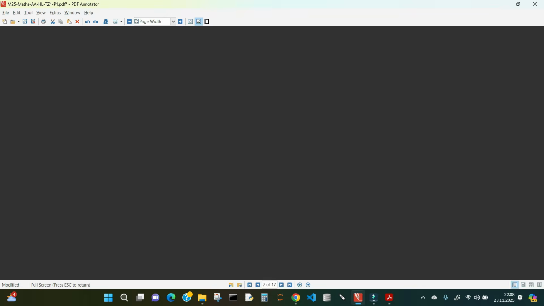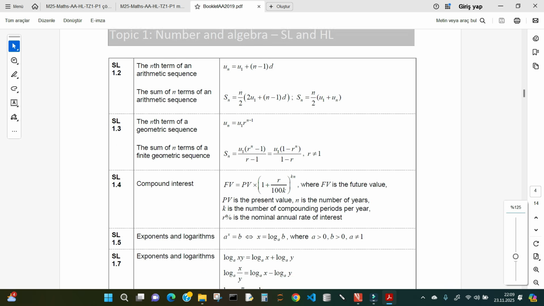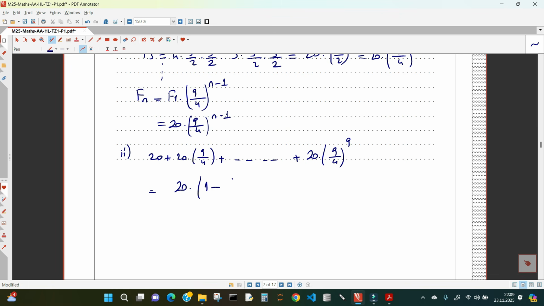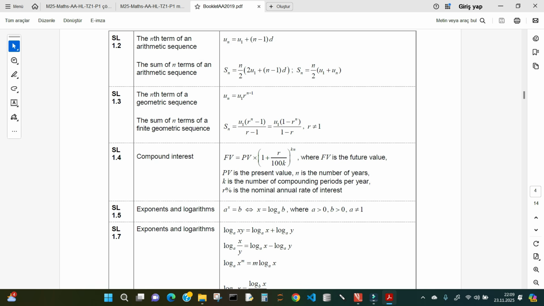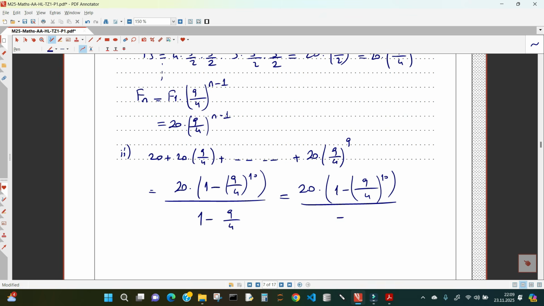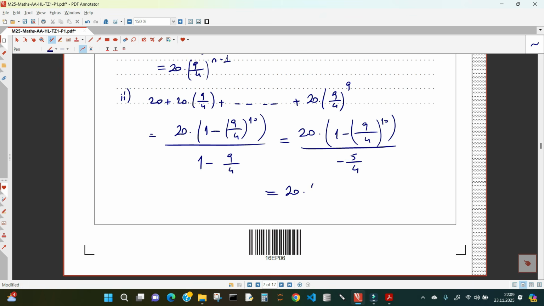From here, you will use the formula booklet. In here, you can see the first term, 20, times 1 minus 9 over 4 to the power of 10 over 1 minus 9 over 4. So from here you can write 20 times 1 minus 9 over 4 to the power of 10 divided by minus 5 over 4. And if you take this minus into the parentheses, you will see 9 over 4 to the power of 10 minus 1. And 16 times 9 over 4 to the power of 10 minus 1.